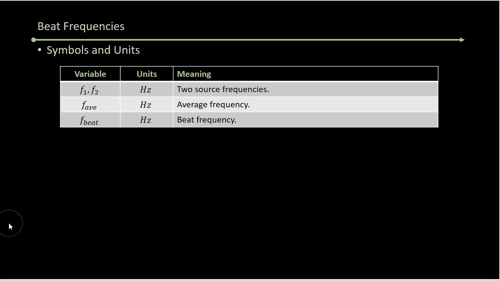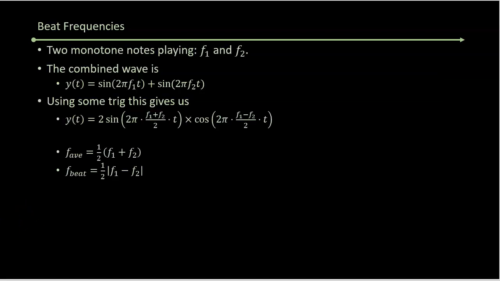Last thing we're going to talk about are beat frequencies. So you've got two source frequencies, f1 and f2. We're going to define their average. We're going to define the beat frequency. And so let's take a look at what that means.